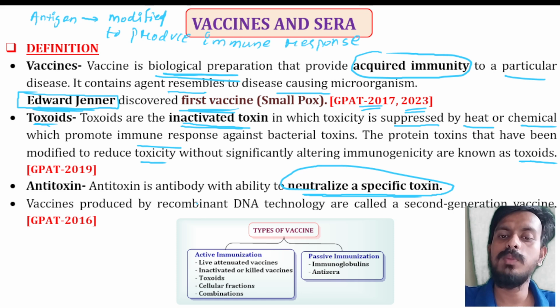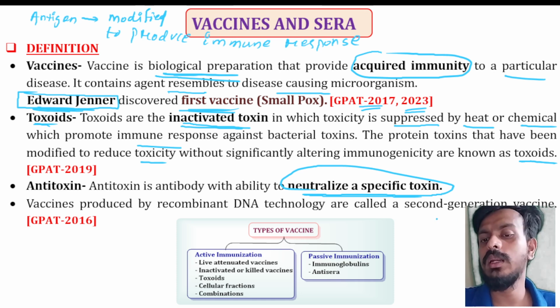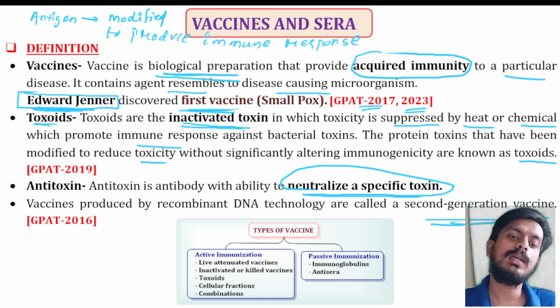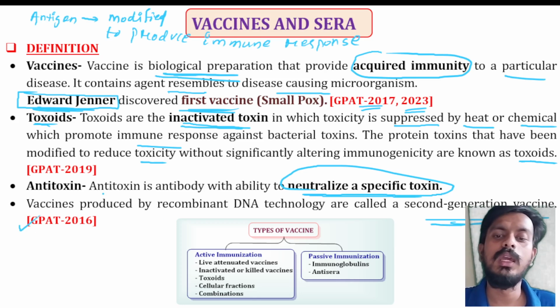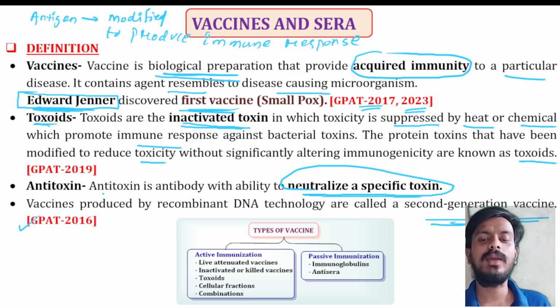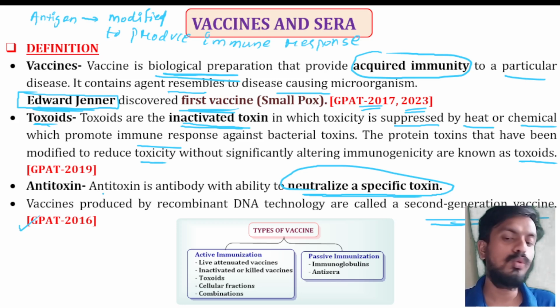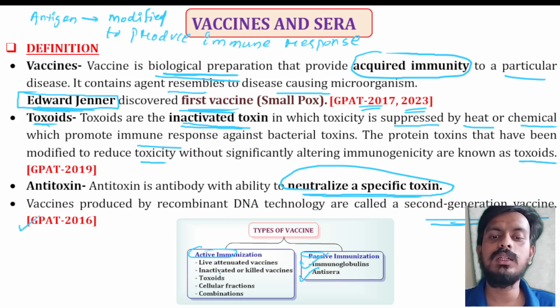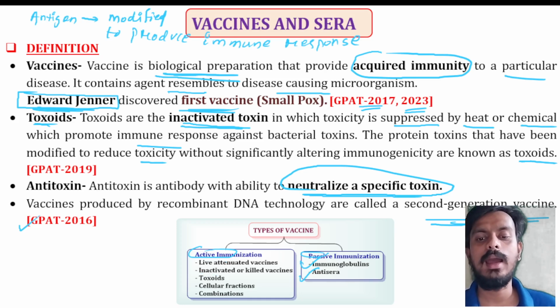A vaccine produced by recombinant DNA technology is called a second generation vaccine. This is a very, very important question asked in GPAT 2016. Now we will talk about types of vaccine. Vaccines are broadly classified into two types: active immunization and passive immunization. Passive immunization is through immunoglobulins and antisera. Active immunization is through live attenuated vaccine, inactivated killed vaccine, toxoids, cellular fractions, and combinations.